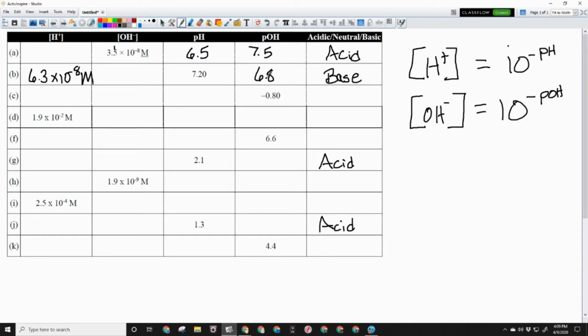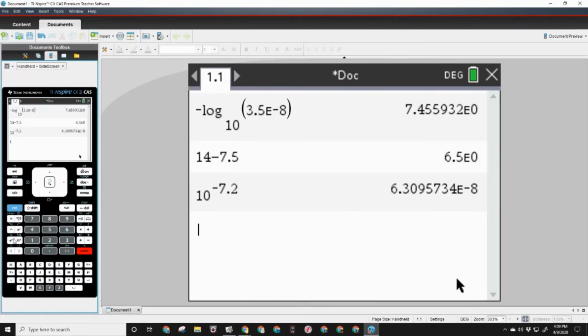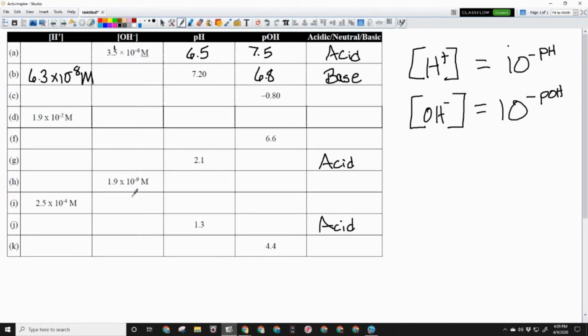Okay, this one is 6.8. So it's 10 to the negative 6.8. 1.6, we're going to do one decimal place. 1.6 times 10 to the negative 7. Okay, so this is 1.6 times 10 to the negative 7. Okay. Do we do this one here? Let me see, 10 to the negative 6.5.